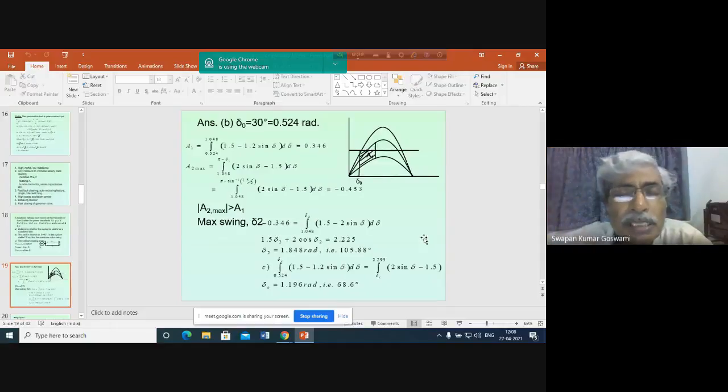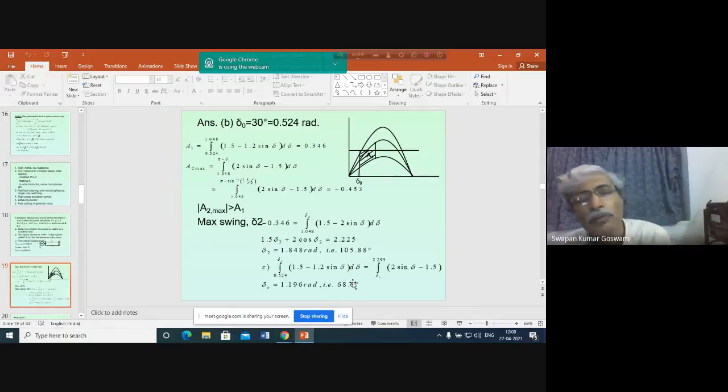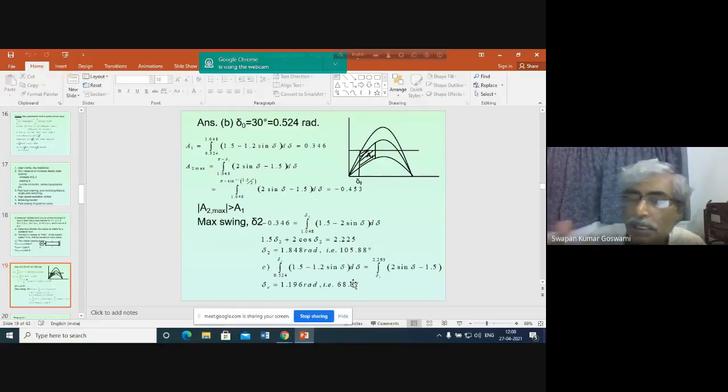If the fault is cleared at this point or before this point, because it was cleared before this point in the second case when it was cleared at 60 degree. Now it is coming to be 68.6 degree. That means the fault may be allowed to stay in the system up to delta equal to 68.6 degree. And if you clear the fault before this angle is reached, then the system will remain in synchronism. The system will be able to maintain stability.